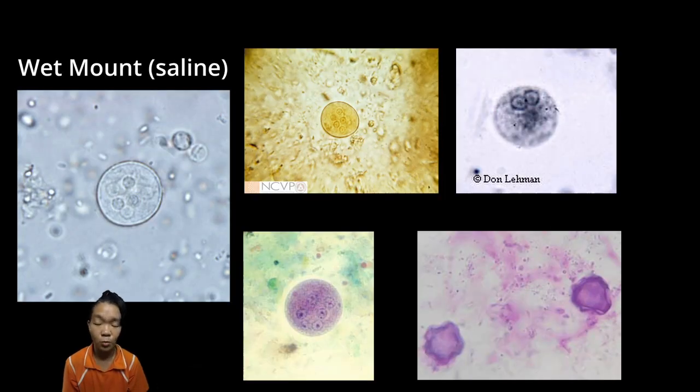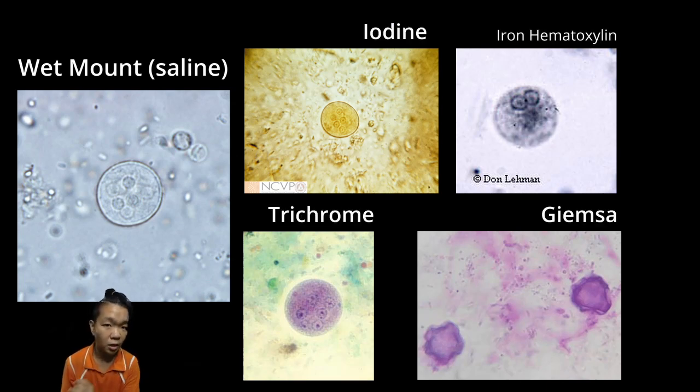Another thing to also note is the staining. Are you looking at a fresh mount? Are you looking at a stained organism? What kind of stain did they use? Giemsa, trichrome staining, iba't iba rin yung magiging colors and yung structures na expected ninyo because yung stain, kakapit lang yun sa certain structures.